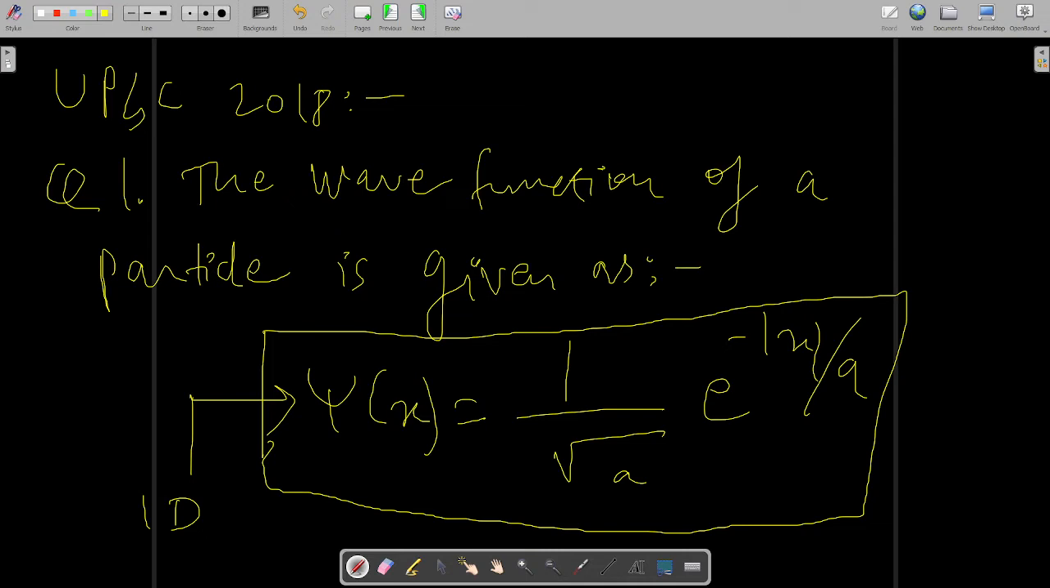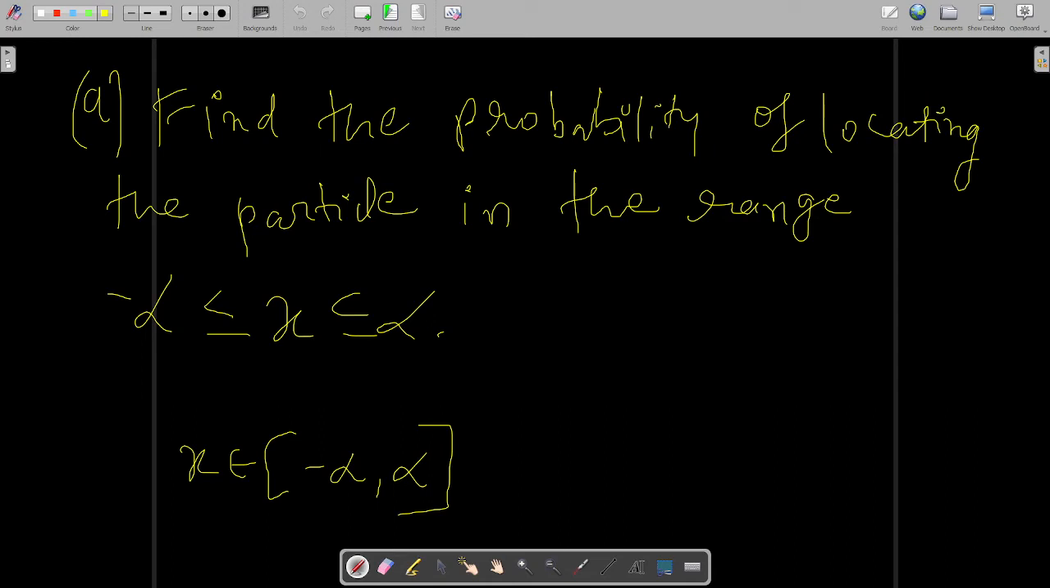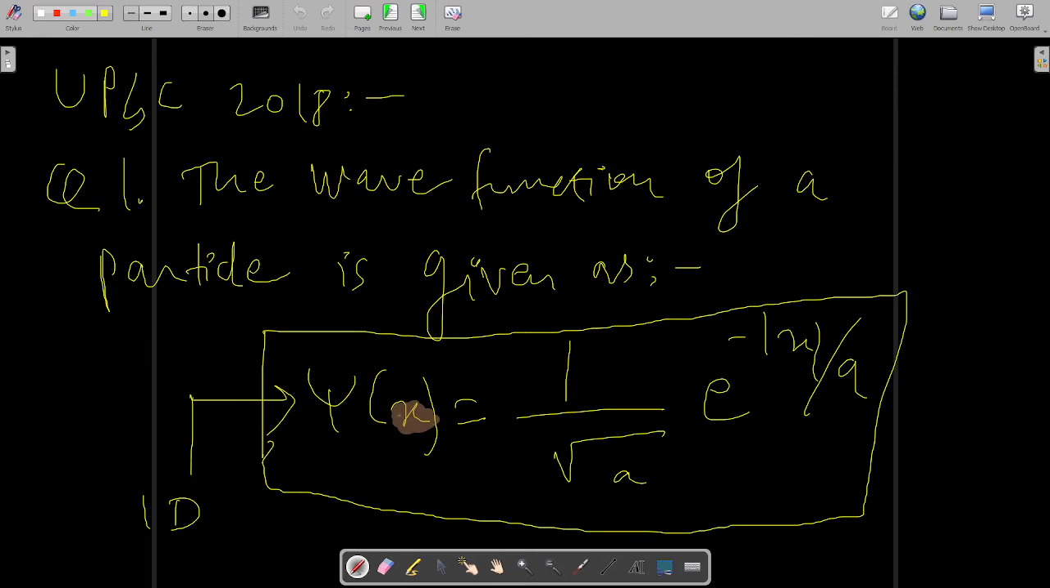Now, clearly why is it one dimensional? Because it is x over here. If it were three dimensional, then r, the position vector, would come over here. But as x is coming over here, clearly it is the one dimensional form. So in this one dimensional form, the value of x lies between minus alpha and plus alpha, and you have to find the probability.